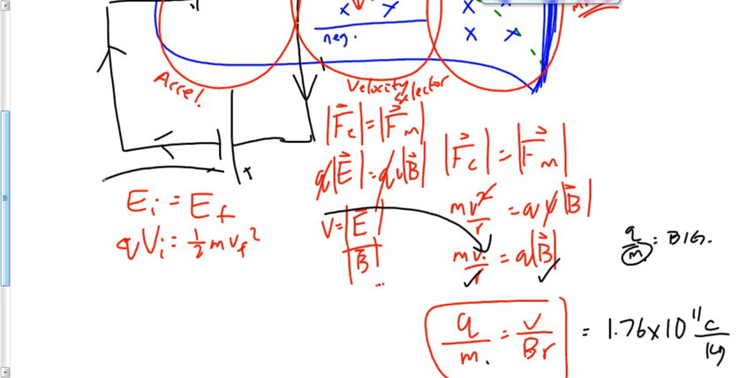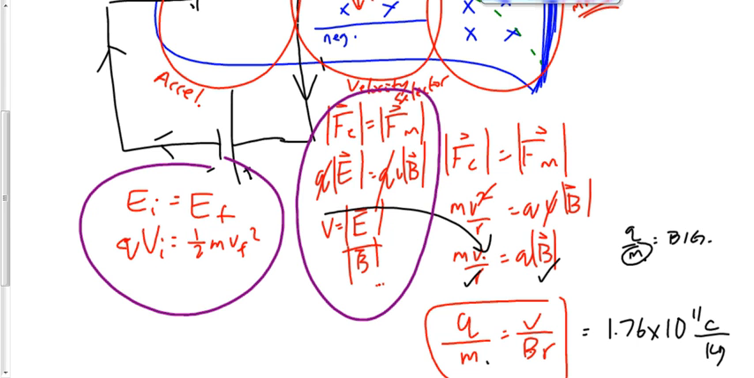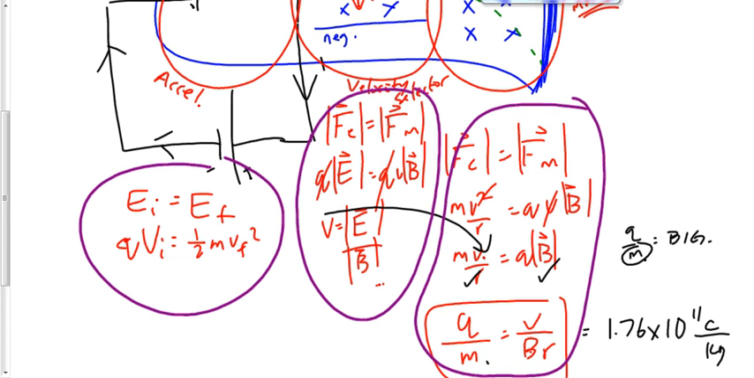So we've got the acceleration chamber, where it's an energy analysis. We've got the velocity selection chamber, where Fe is equal to Fm. And then we've got the main chamber, where Fc is equal to Fm.